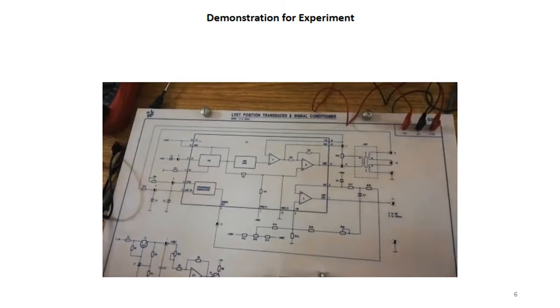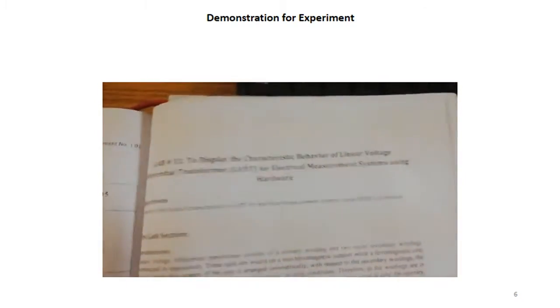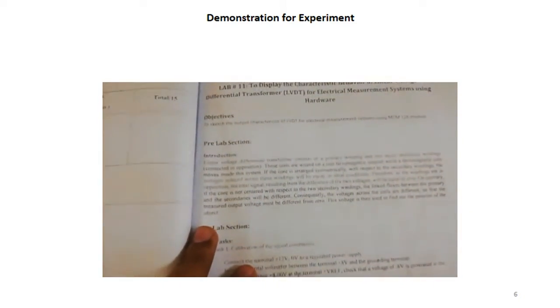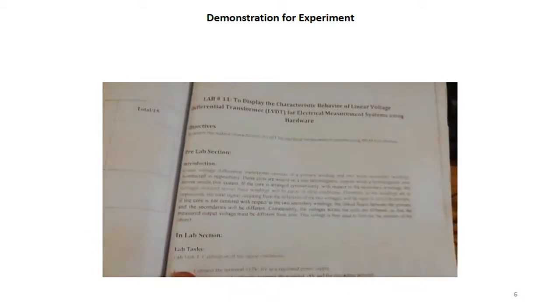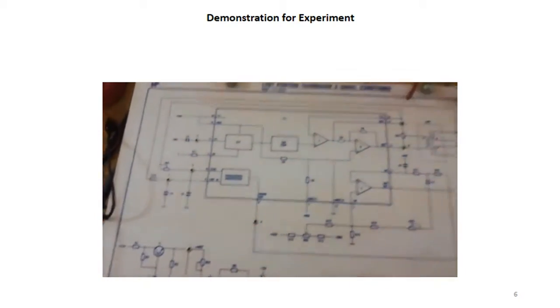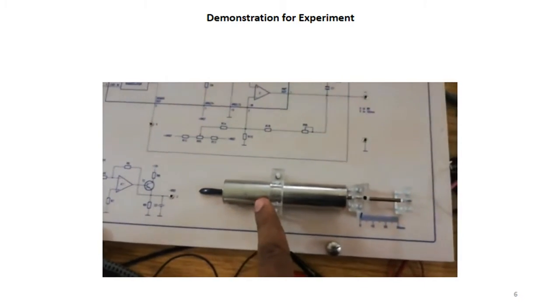Let us see how this experiment will be performed in laboratory. Experiment number 11 to display the characteristic behavior of linear voltage differential transformer for electrical measurement systems using the hardware. MCM12A module will be used in order to perform this experiment, and we will be using NI Elvis board, NI Elvis instrument launcher for the purpose of oscilloscope and DMM. This is LVDT position transducer and signal conditioner. This is the trainer we will be using in this experiment.